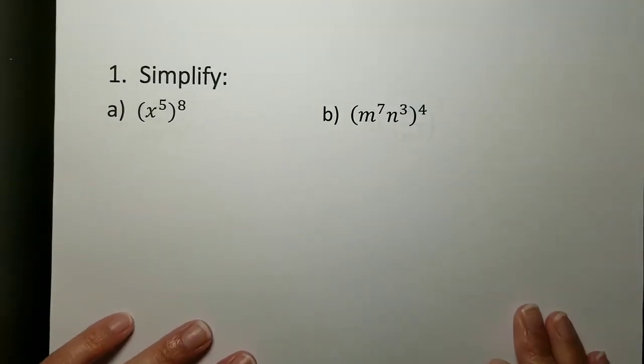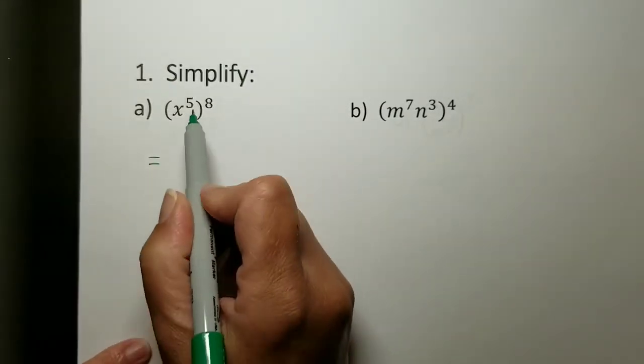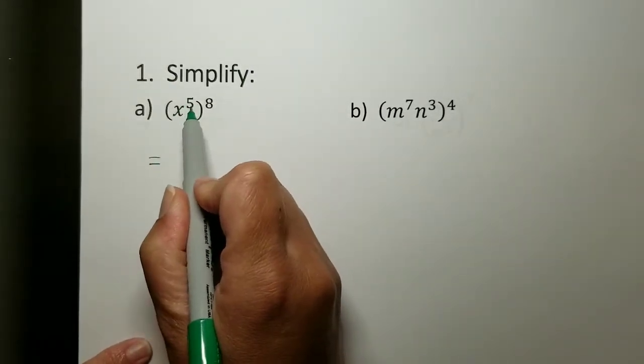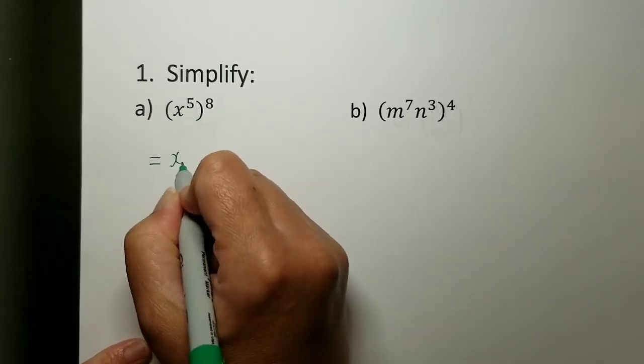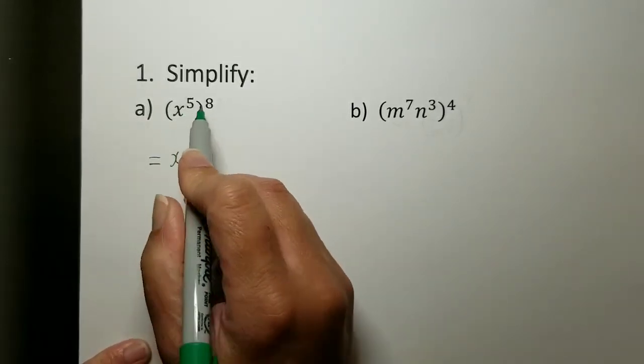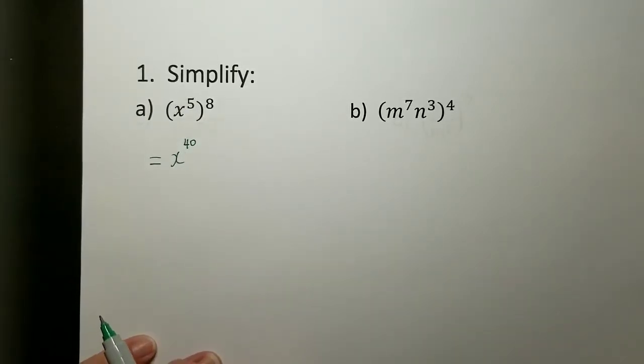So we're going to simplify here. In A, we have one base to one exponent and then another. So it's a power within a power. We keep the base the same and multiply the exponents. So I get x to the exponent 40. And thank goodness I don't have to write that one out. I would run out of room.